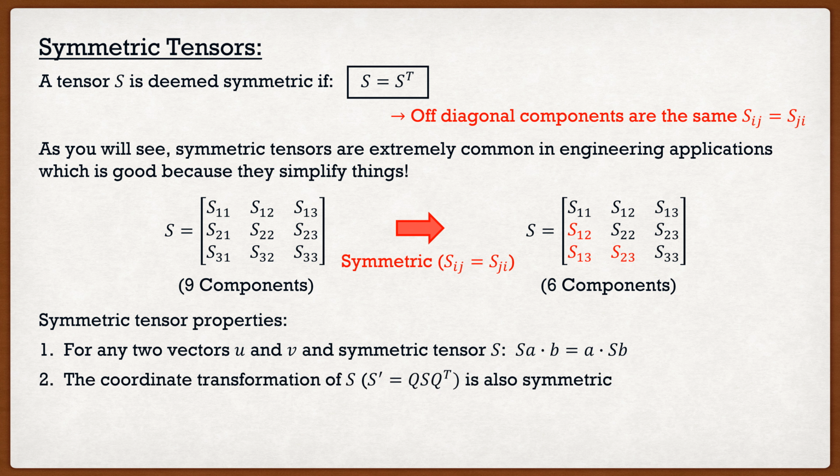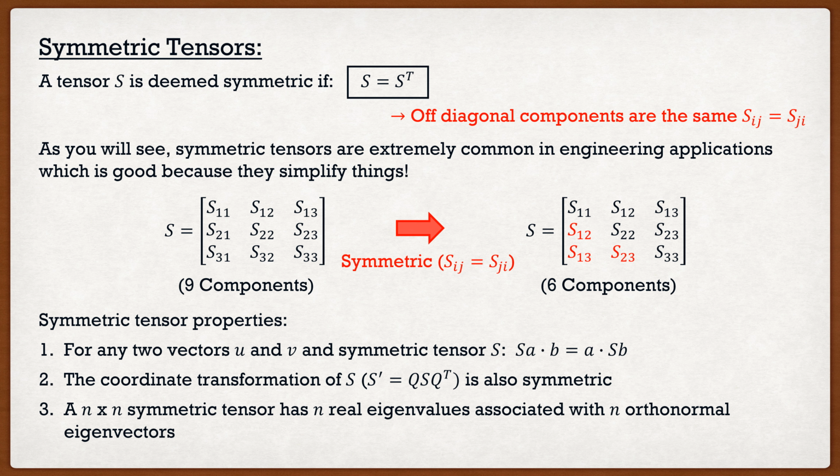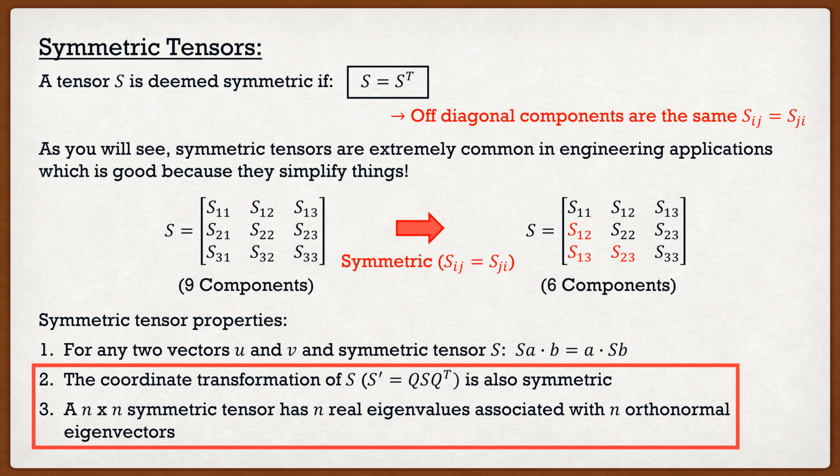It's something that's actually very beautiful, and it's going to help us a lot once we start talking about stresses and strains. And finally, an n by n symmetric tensor has n real eigenvalues associated with n orthonormal eigenvectors. This is going to be one of the things that we talk about in conjunction with point number 2. So we're going to take point number 2 and point number 3 and see what happens if we combine them together.